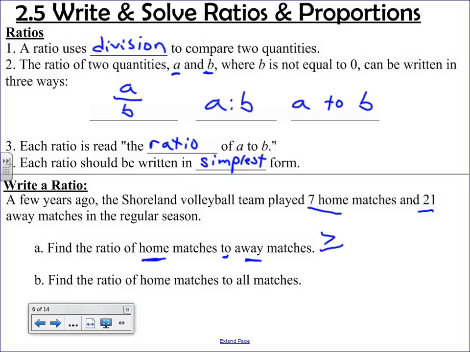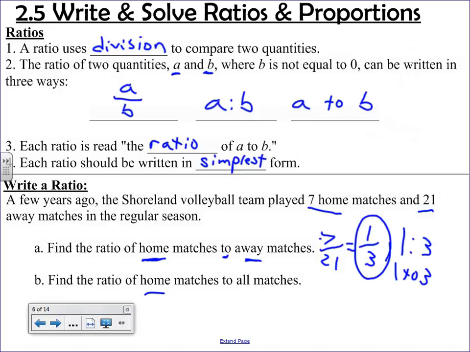7 to 21. And since those numbers are fairly large, and we see they're both divisible by 7, we can say, well, that's 1/3 is the ratio of home to away. I can write 1 to 3 or 1/3. Okay, so we can see they play 3 times as many away matches as home matches. And so when we have that ratio, we can compare that a little bit easier.